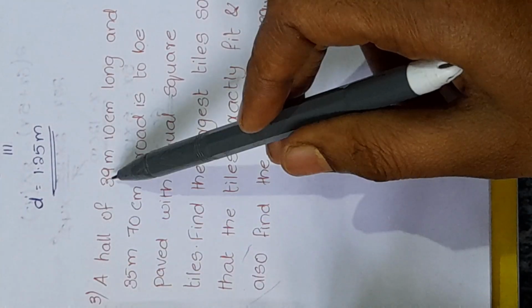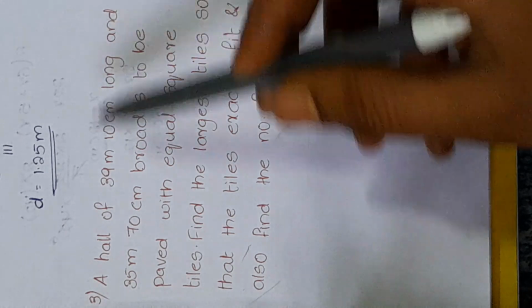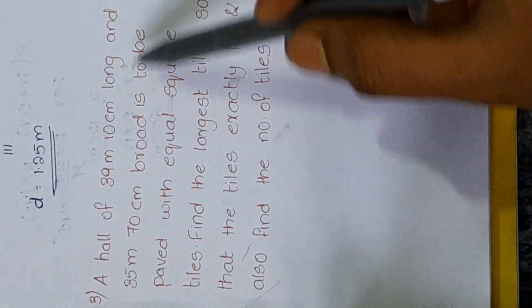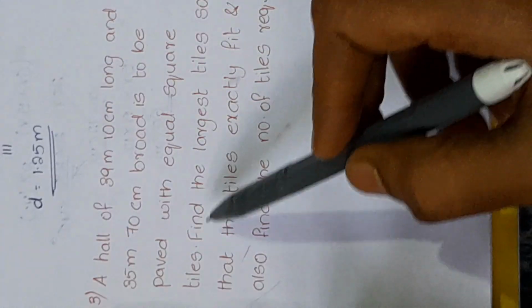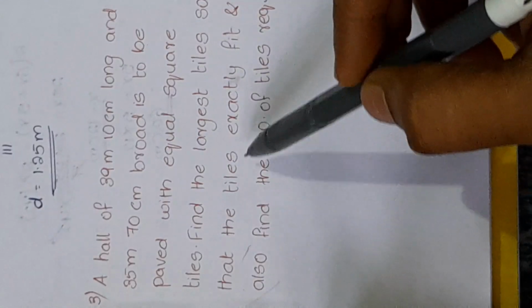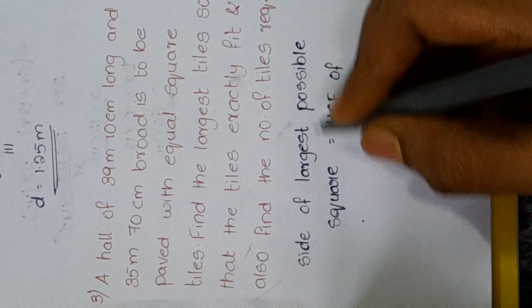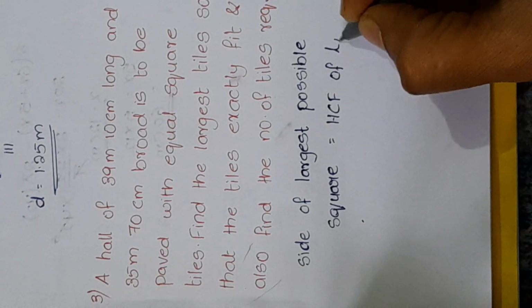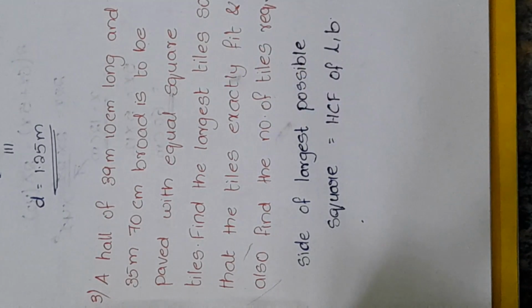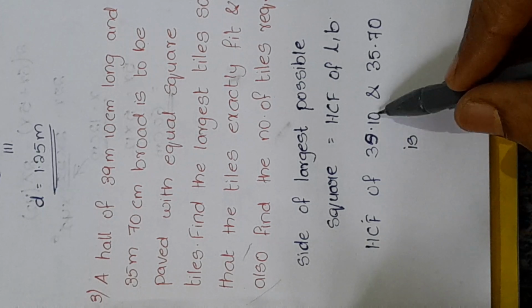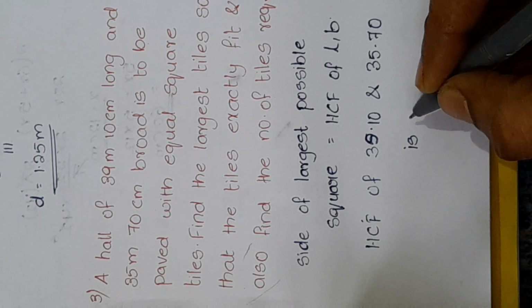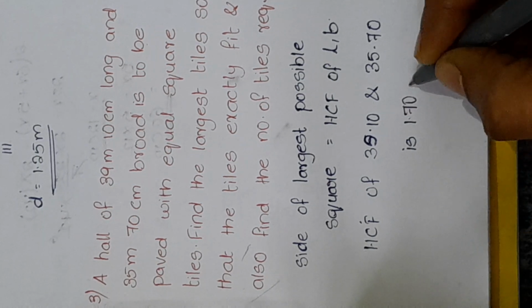Question number 3. A hall of 39 meters 10 centimeters long and 35 meters 70 centimeters broad is to be paved with the equal square tiles. Find the largest tiles so that the tiles exactly fit and also find the number of tiles required. Side of the largest possible square is HCF of length and breadth of the room. Now the HCF of 39.10 and 35.70 is 1.70.